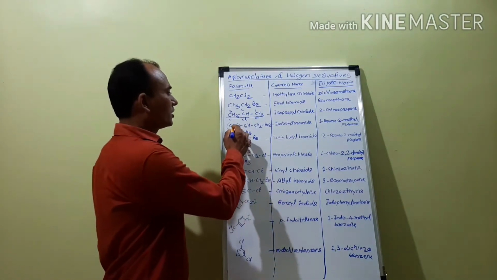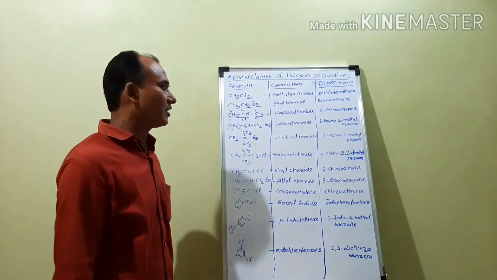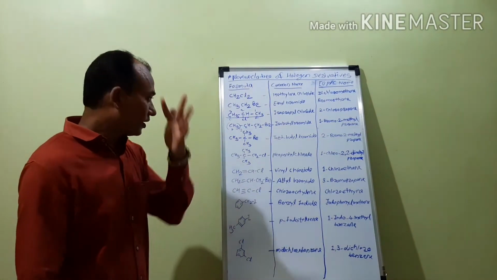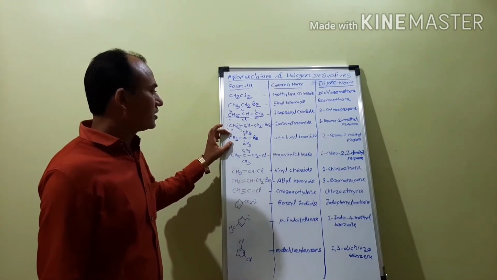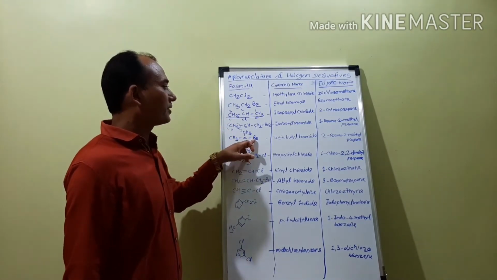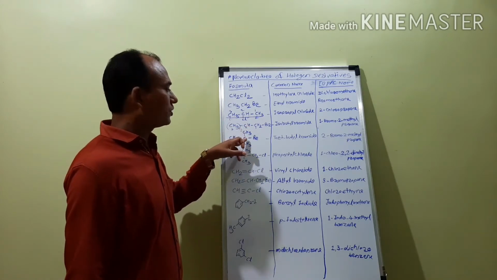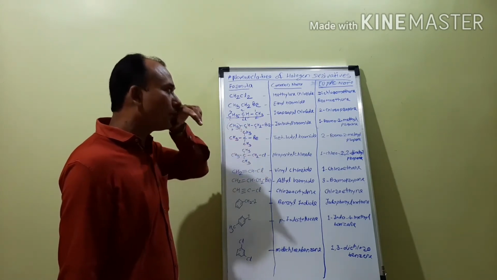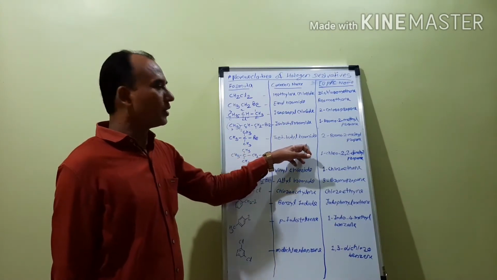Because the longest continuous carbon chain contains 3 carbon atoms, the parent alkane becomes propane. Next example, this is CH3 CH3 CH3 Br. In this case, the alkyl group is the tertiary butyl group, and to that there is an attachment of bromine, so the common name becomes tertiary butyl bromide.